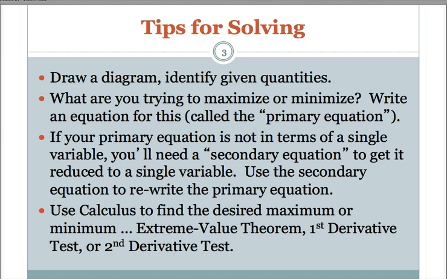Now you do want that primary equation to be in terms of a single variable. If it's not, you need a secondary equation that you will be able to write and use to get that primary equation down to a single variable. And then once you have your equation written, that's when the calculus kicks in, and you're going to find that maximum or minimum either by using the extreme value theorem, the first derivative test, which we'll call for a number line, or the second derivative test. And we'll be looking at examples of using all of these.